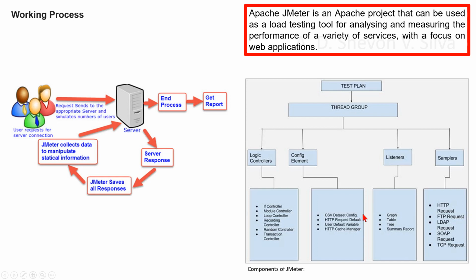CSV dataset config. CSV dataset config helps JMeter in picking values of some parameters from a CSV file rather than passing different parameters in each separate request. For example, if we need to test login functionality with a different set of users and passwords, then we can create two columns in a CSV file and enter the values there so that JMeter can pick one for each request sent to the server.